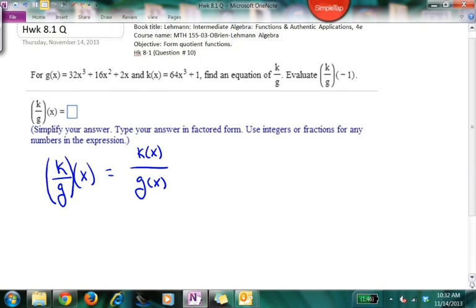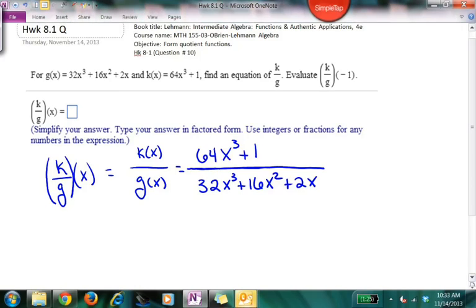In this problem, it asks for k over g of x, which means we need to find an equation in terms of x by taking the polynomial k of x and putting it in the numerator, and the polynomial g of x and putting it in the denominator. This gives us 64x cubed plus 1 over 32x cubed plus 16x squared plus 2x.